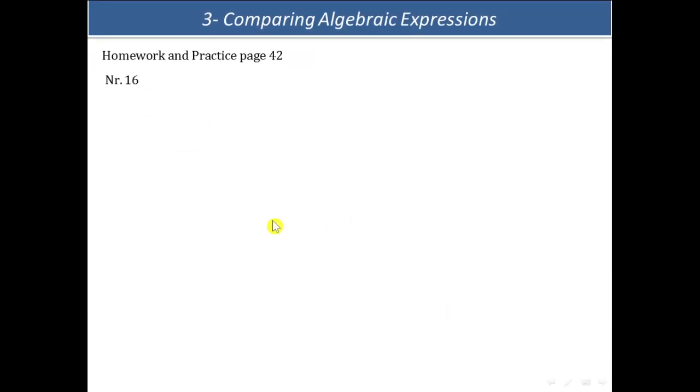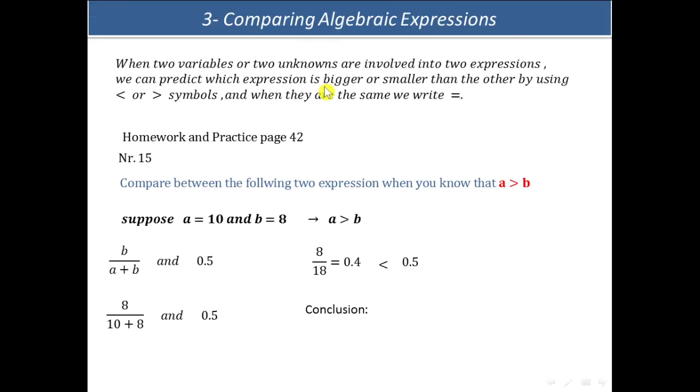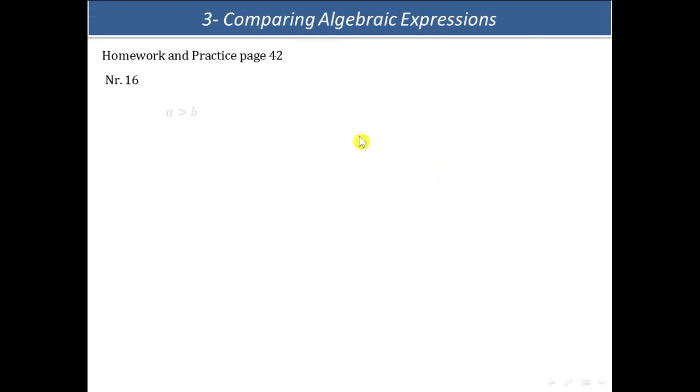Okay, let us take another example, also page 42, number 16. Yes, it is 42. Number 16, also the same condition: A is bigger than B. But we have another variable here, it is C. But it doesn't matter.